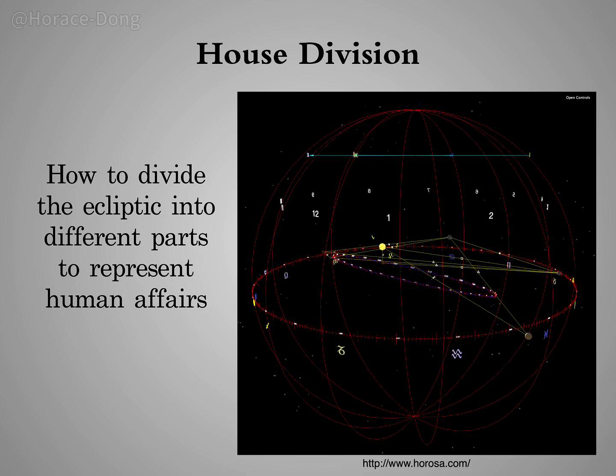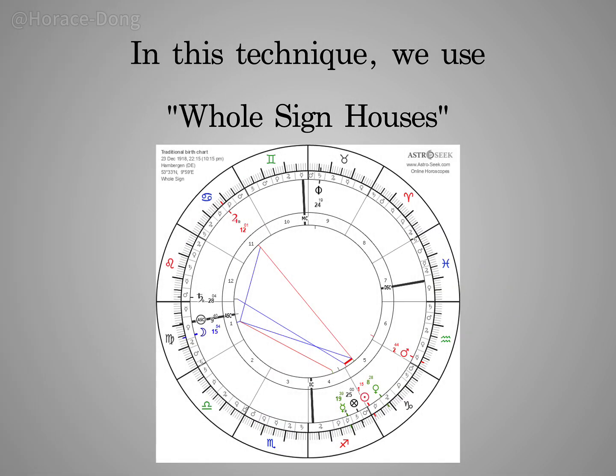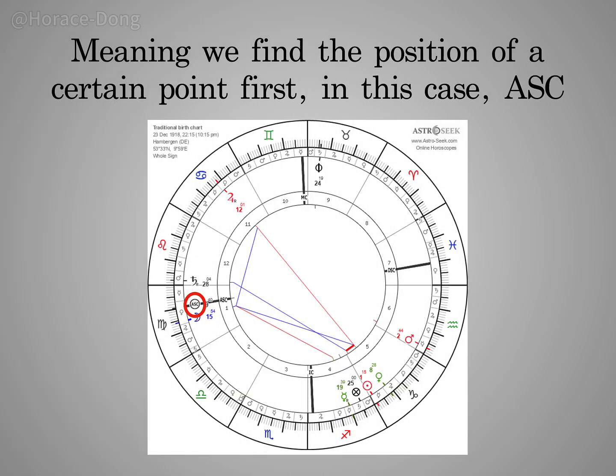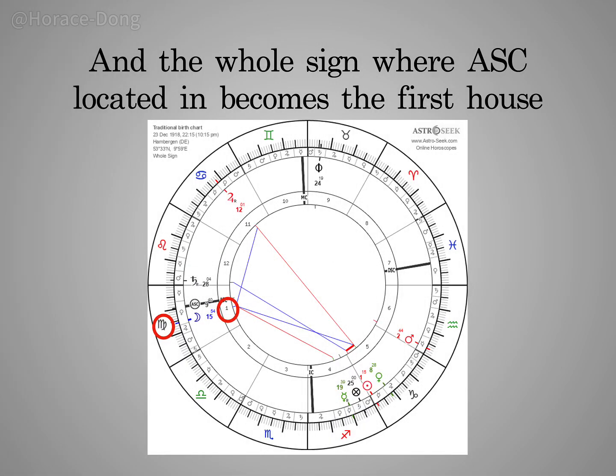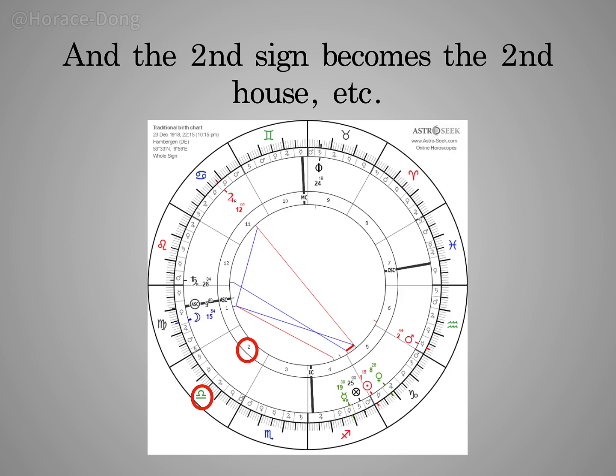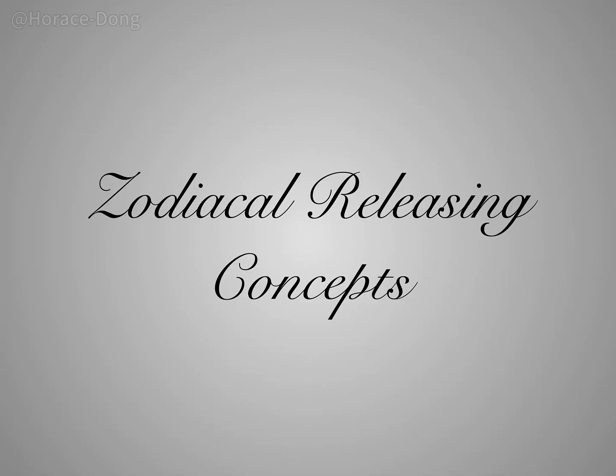After that is the topic of house divisions. In this part, the astrologers are discussing how to divide the ecliptic into different parts to represent human affairs. In Zodiacal Releasing Technique, we use the whole sign houses, meaning that we find the position of a certain point first, in this case the ascendant, and the whole sign where the ascendant is located becomes the first house. The second sign becomes the second house, etc. After these basic concepts, we're now getting into the zodiacal releasing section.